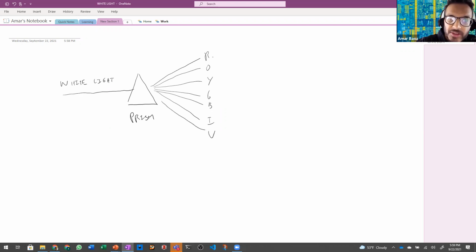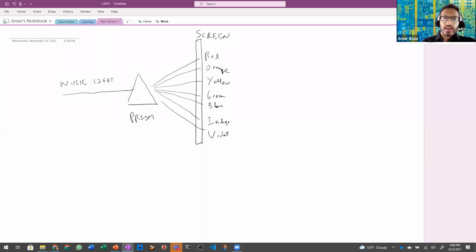It'll split up into its constituent colors: red, orange, yellow, green, blue, indigo, and violet. Okay, so what the spectroscopists can do is they can put a screen here and they can put in a certain light in there and they can see the spectrum that's formed.